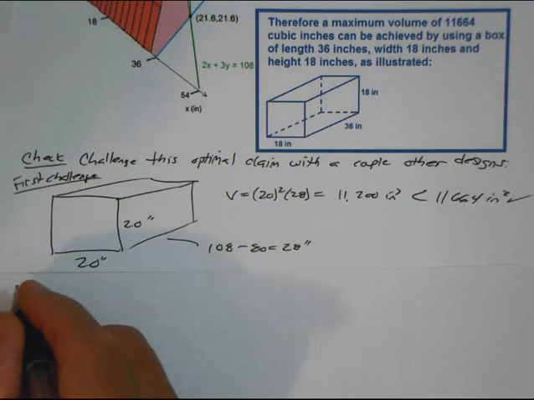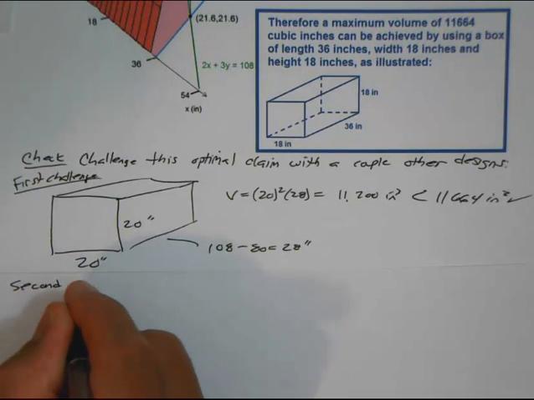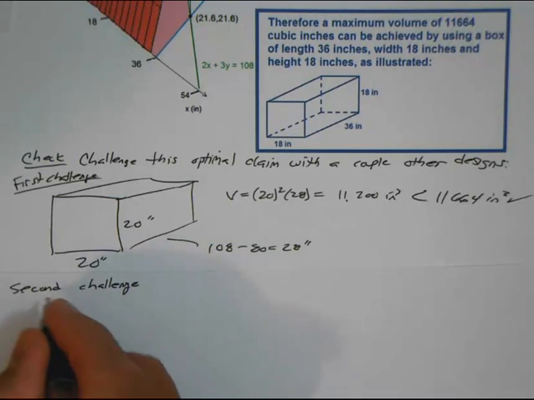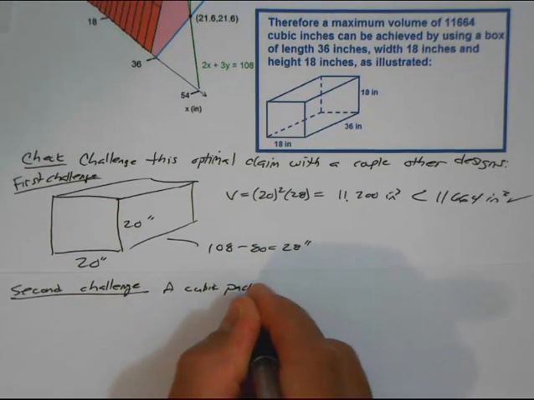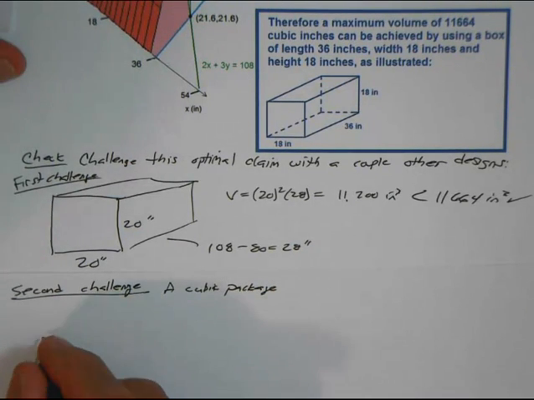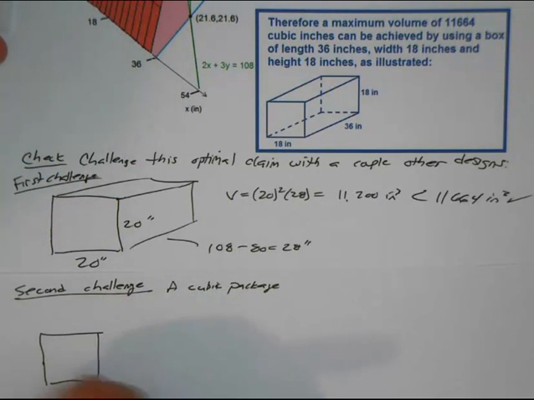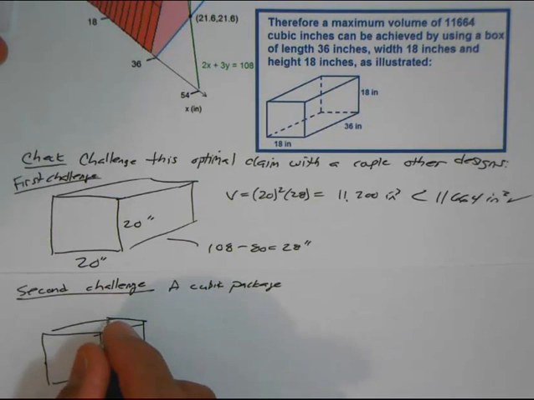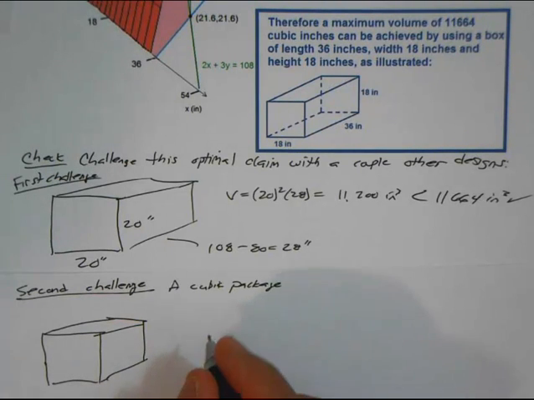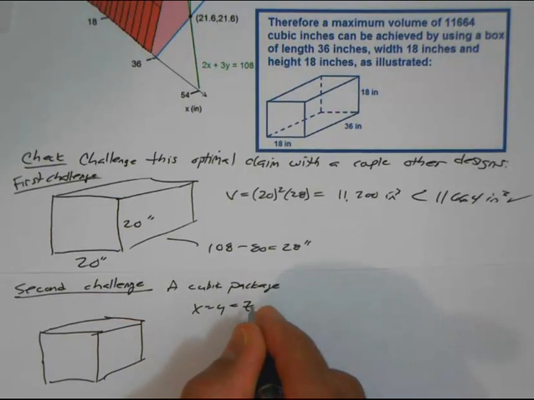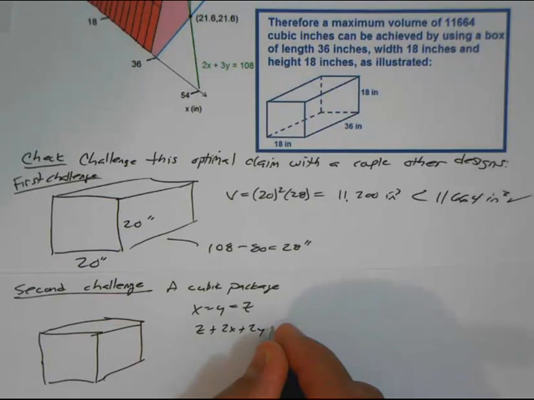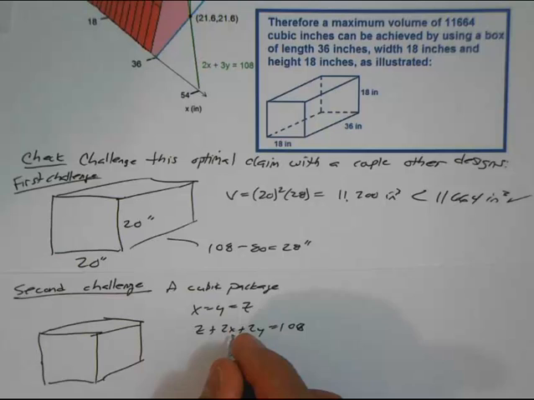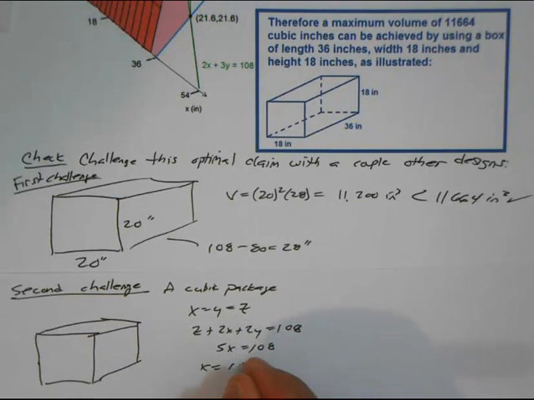Okay, and as a second challenge, perhaps we could consider a cubic package, something like this. Alright, let's see, what do we got for dimensions if we do this cubic idea? We have x equals y equals z, so when it comes time for saying z plus 2x plus 2y equals 108, this now becomes 5x equals 108, and so x equals 108 over 5.